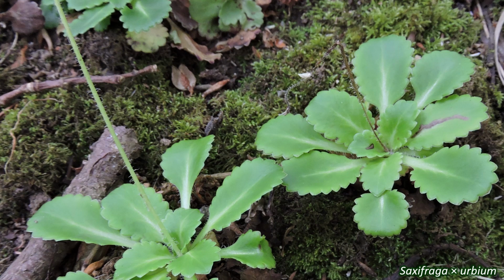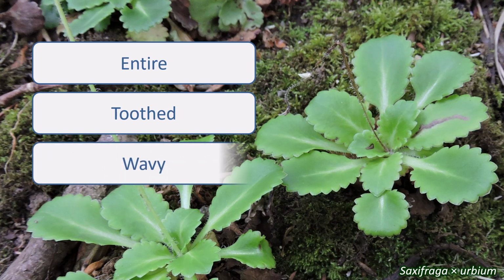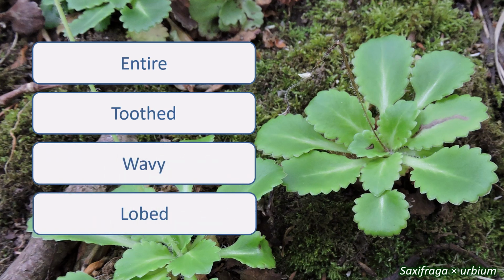So, to summarise, leaf margins can be entire, they can be toothed, they can be wavy, and they can be lobed. Some are rolled in on themselves, and occasionally you'll find spines. These different characteristics can help you work out what plant species you have.